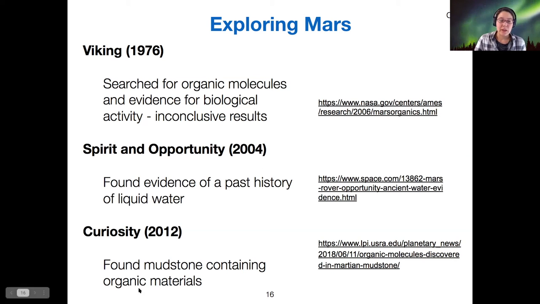You might wonder, wait, Curiosity found organic materials. Well, not all organic materials are biogenic. There are some organic materials that can come about simply through physical or chemical means. And so if you find organic materials and you want to pin it on life, you really have to rule out the other options first. So there's no current evidence that there is any biogenic organics on Mars.